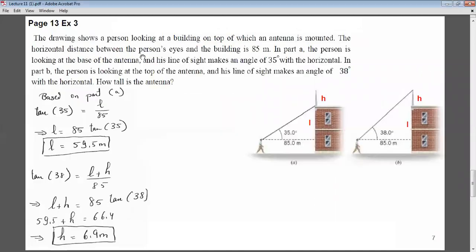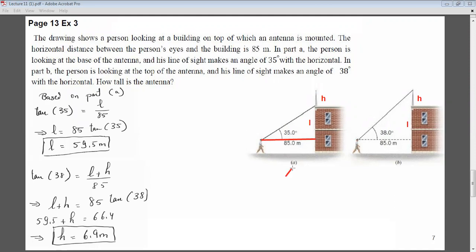Let's do one more. So the drawing shows a person looking at a building on top of which an antenna is mounted. So this guy over here, he's looking at a building where there is an antenna on top. The horizontal distance between the person's eyes and the building is 85 meters. So this is how far he is from the building. So this is 85 meters.